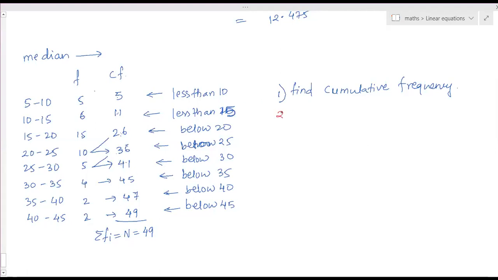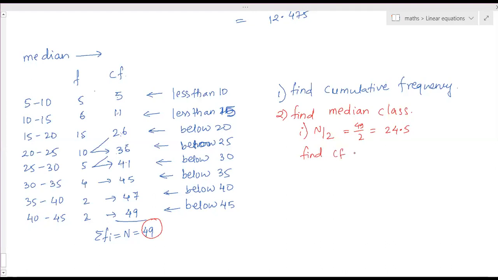Now the second part: find the median class. Median class means the class in which the median can be lying. The median is present in that class, which is called the median class. Now how to find it? For that, first find n by 2. What is n? We have 49. So 49 by 2 is 24.5.